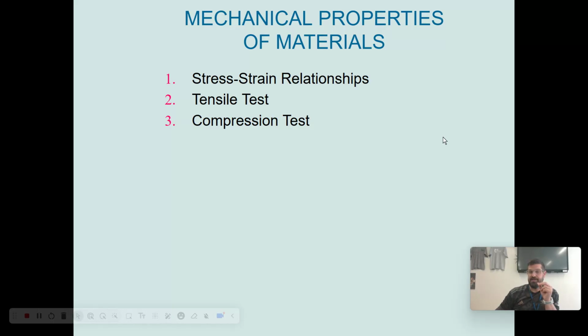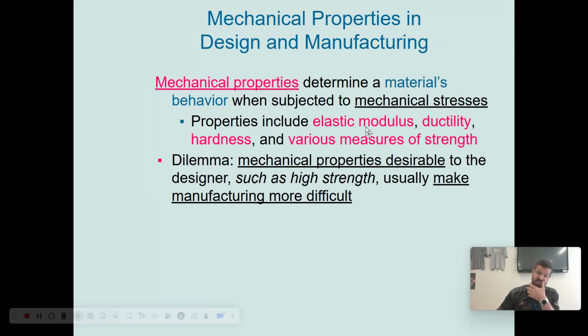We're going to need to understand a graph in a lot of detail when it comes to stress-strain relationships, and we're going to need to be able to interpret that graph and explain how the math works and how the graph itself depicts what's going on in a sample of metal when it's undergoing either a tensile test or a compression test. So let's dive in.